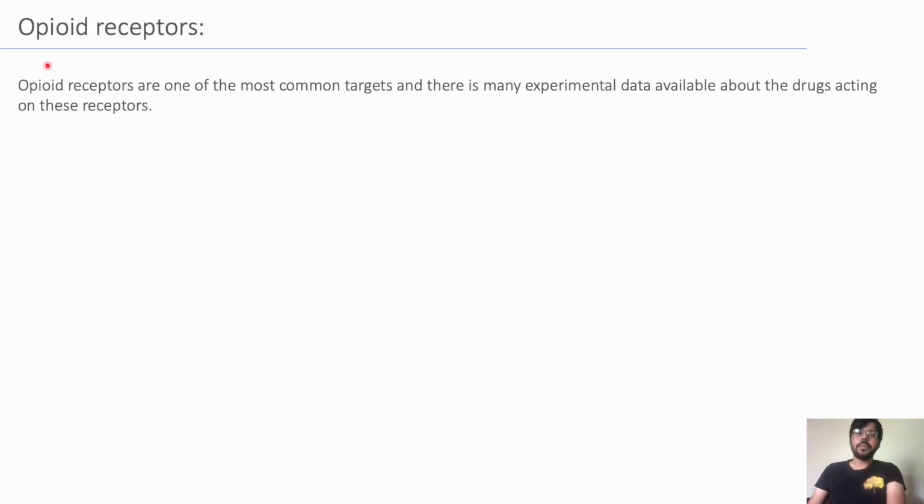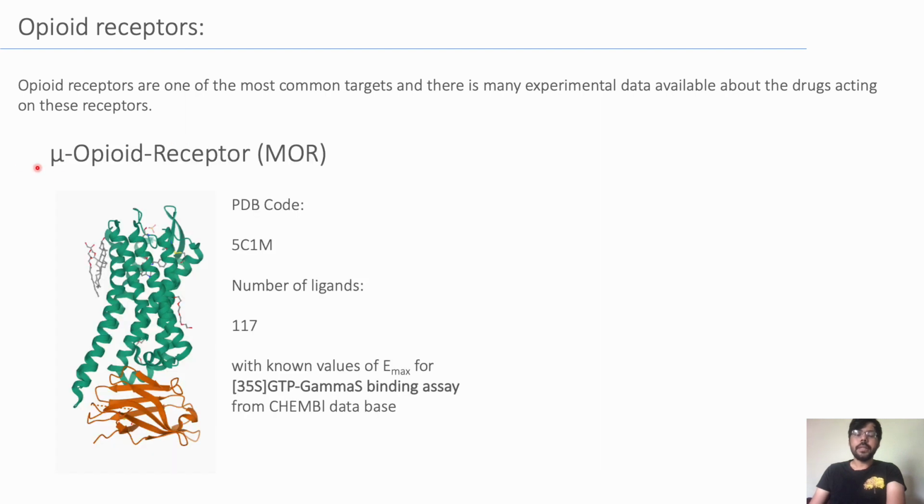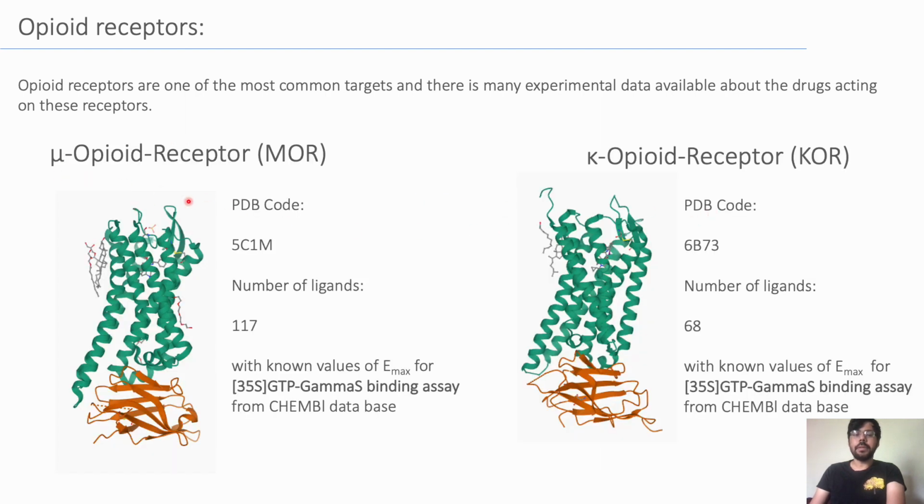For our first experiment, we decided to work with opioid receptors. Opioid receptors are very common drug targets in the market, with many approved drugs that act on the receptor, and we know a lot of experimental data about them. So we decided to work with two different opioid receptors, the mu opioid receptor and the kappa opioid receptor. We selected high resolution structures for both of them.